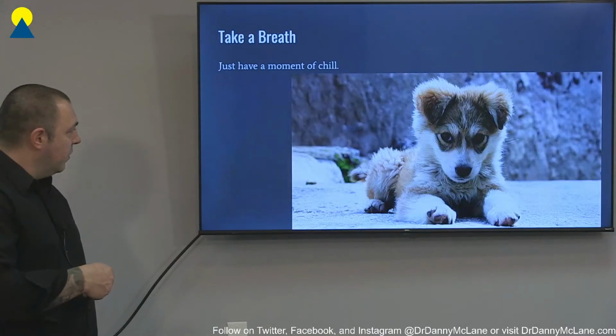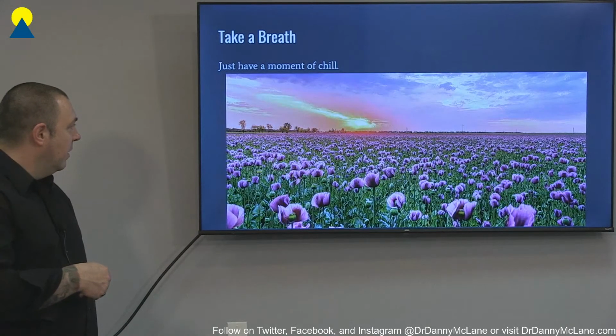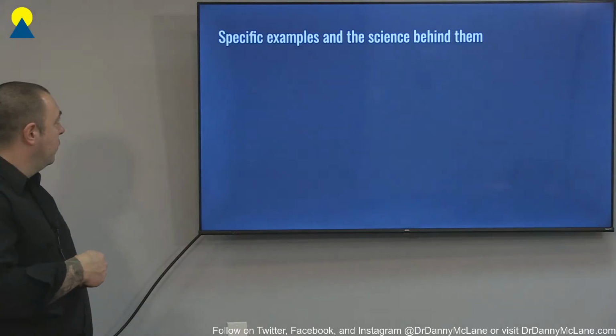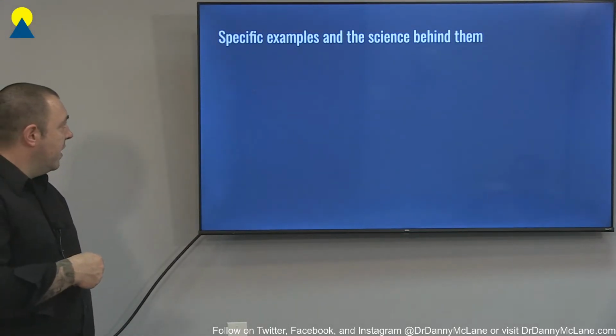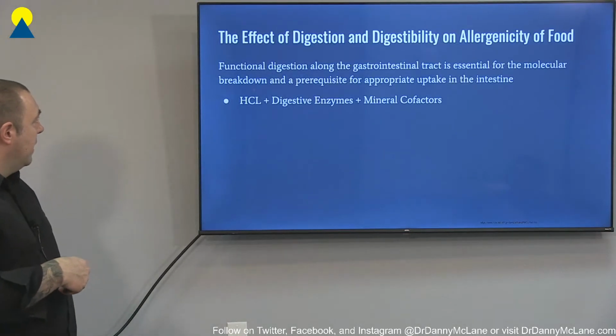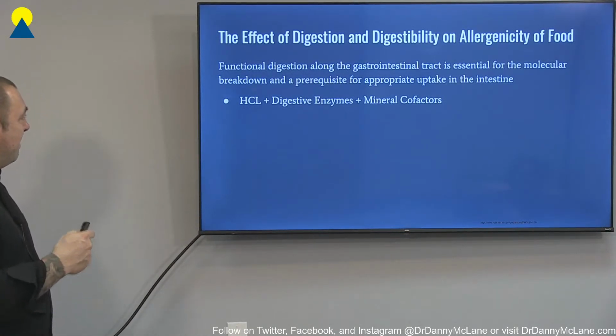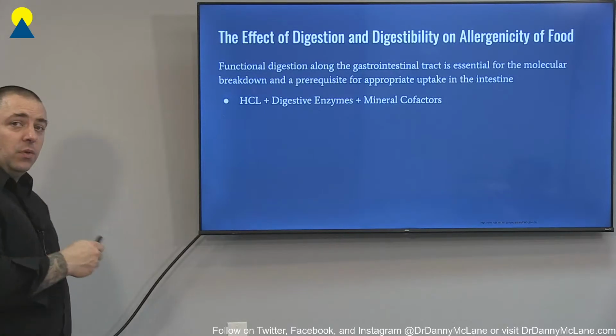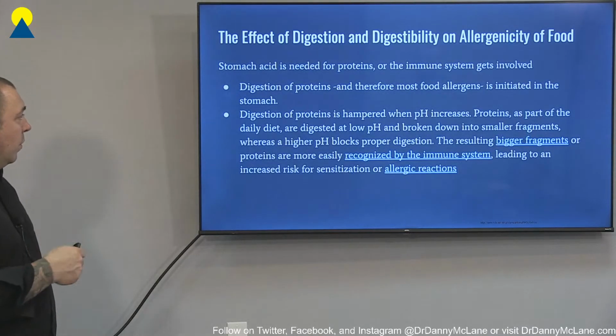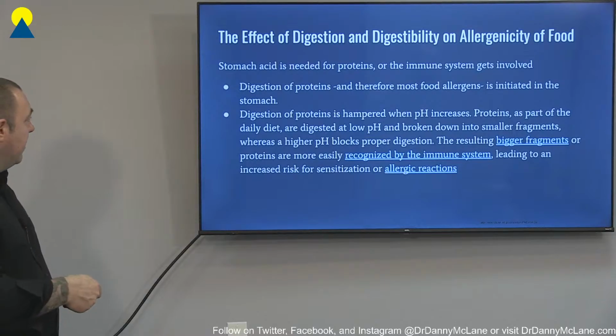See, it's interesting. All three of these things are allergenic. So, science and specific examples behind them. The effects of digestion and digestibility on allergenicity of food. Basically, what this slide says is if you don't digest your food, you will become allergic to it. And here's exactly how it happens.